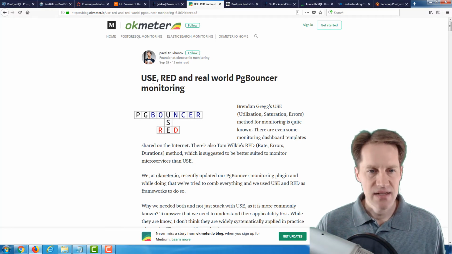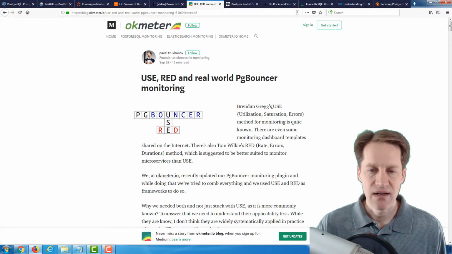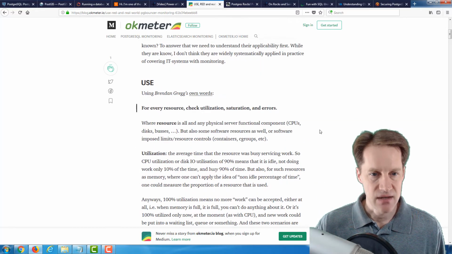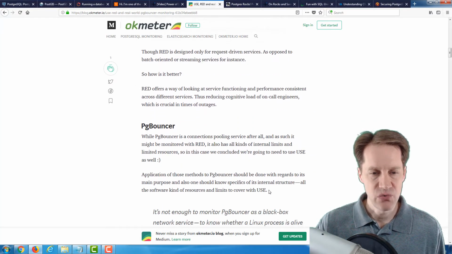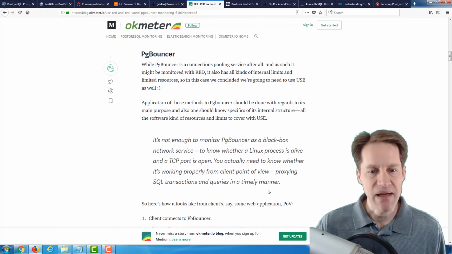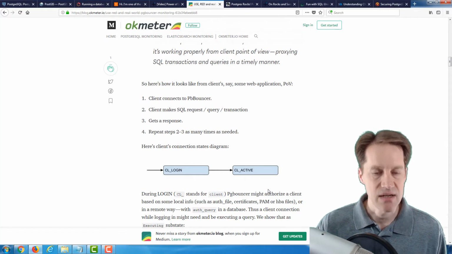And in it, he's covering two monitoring concepts. One is USE, which is an acronym for Utilization, Saturation, and Errors. And then another called RED, which is Rate, Errors, and Duration. And essentially using these frameworks to look at monitoring PgBouncer and how okmeter kind of does that.